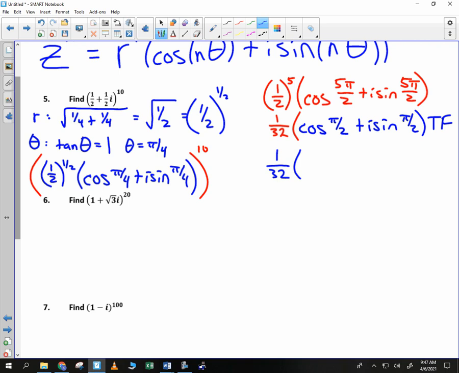Pi over 2, I'm up here. It's cosine the x or the y? The x. What's the x value up here? 0, right? 0, 1. Everybody agree 0? So this is 0 plus sine. Sine is the x value or the y value? Y value. What's the y value up here? 1 times i is i. So this whole thing just ends up being 1/32 times i, or i over 32. This is what you call complex form. So you have 2 results. So if you were to take this and multiply that out 10 times, what would you get? You actually get i over 32.